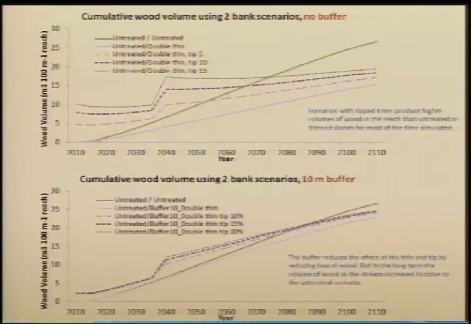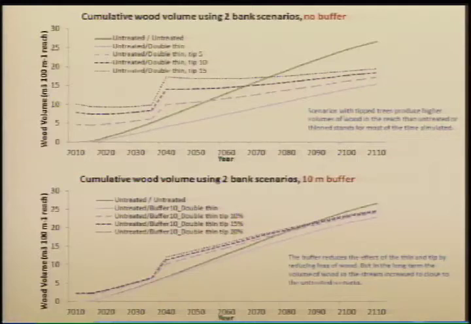So we've got the wood volume in the stream in terms of cubic meters per 100 meters of reach on both upright axes, and then we've got years along the bottom here, and we go to about 100 years. The green line is untreated on both banks, and then when we have a thin that goes in on one bank, this is how the wood volume is reduced. That was part of our project, to figure out what the wood reduction is. So this gives you the amount of wood and how it's reduced over the years.